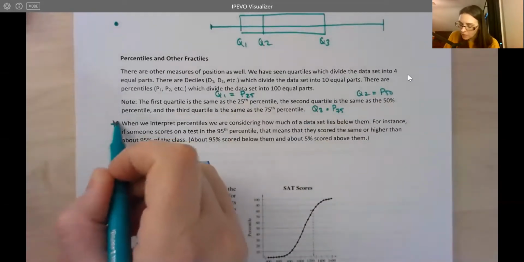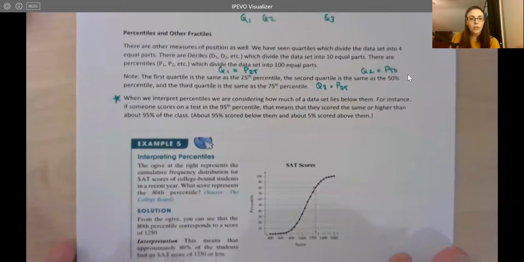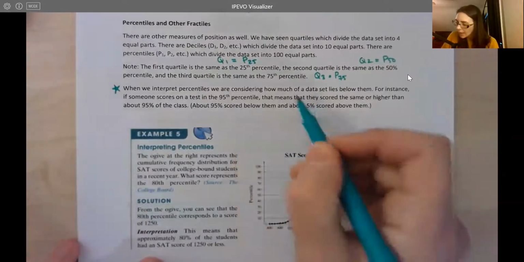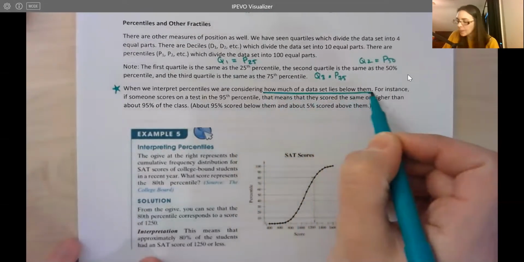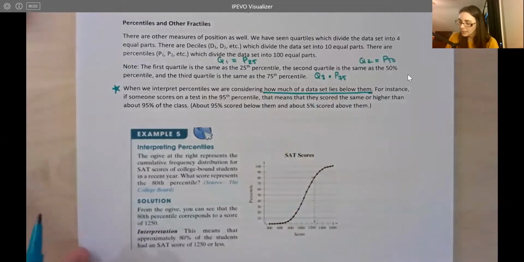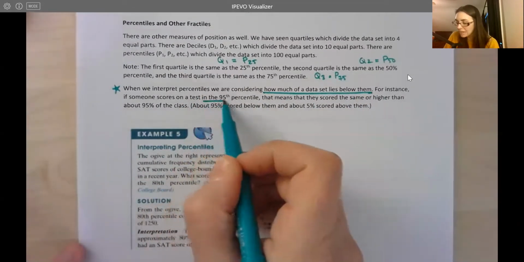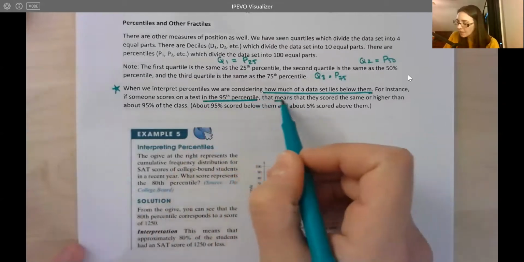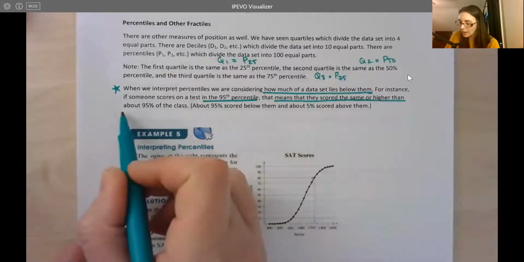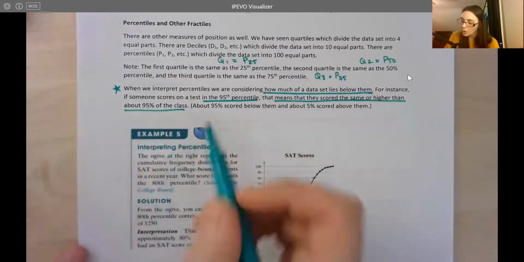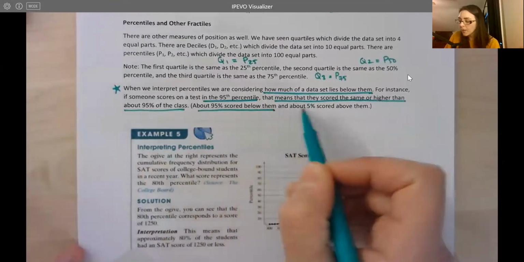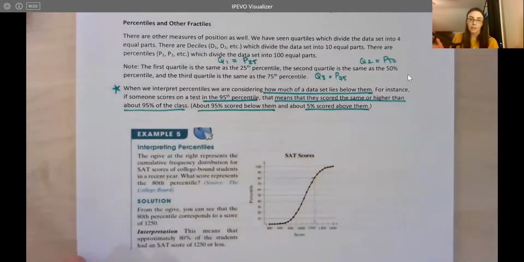Now, the interpretation of them is really important. When we interpret percentiles, we are considering how much of the data set lies below them. So for instance, if someone scores on a test in the 95th percentile, that means that they scored the same or higher than about 95% of the class. So about 95% scored below them and about 5% scored above them. Now, it's 5% because we always need 100% altogether. So 95 plus 5 is the 100. So that percentile gives you the cutoff for how much scored below.